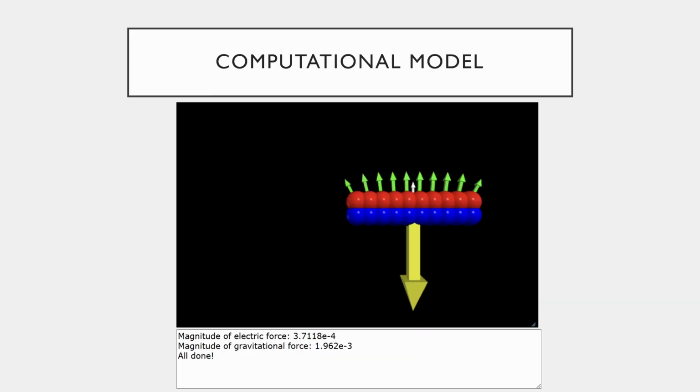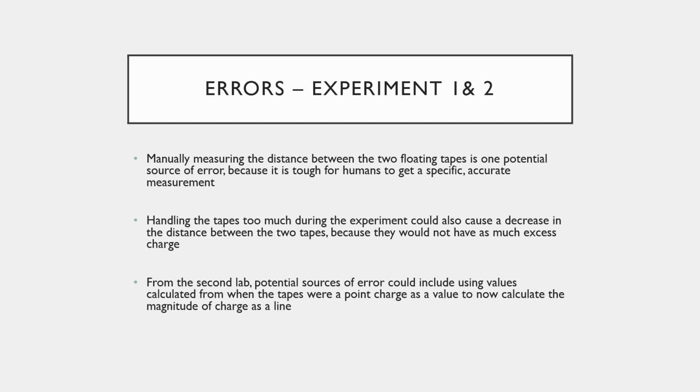This is a picture of the computational model, and you can see on the top tape the electric force on each piece of tape, and then the net electric force in comparison to the magnitude of the gravitational force.